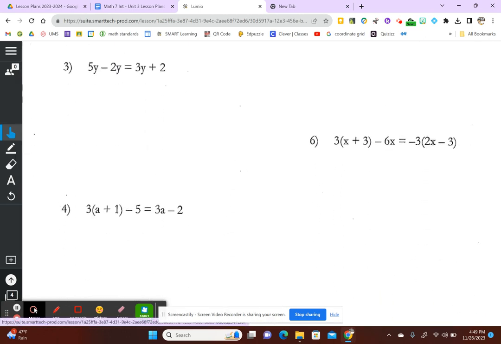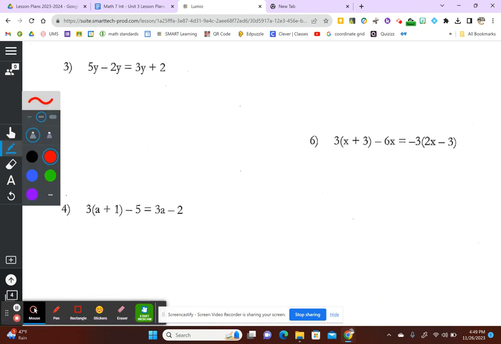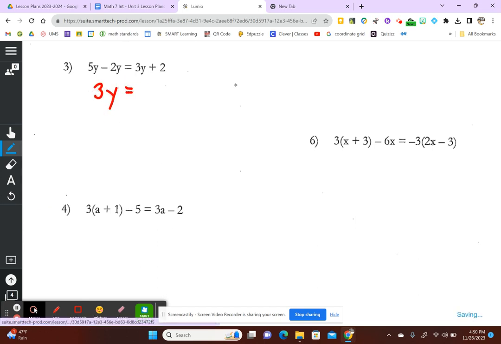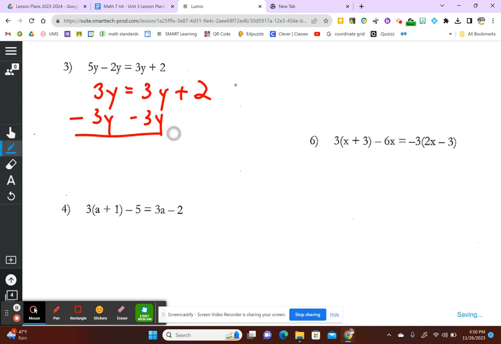Okay, so let's do number 3. Again, stop the video, start it again after you do number 3. So 5y minus 2y equals 3y plus 2. I subtract 3y from both sides, and I get 0 equals 2. No variable, I can say if this is true or false. Obviously, it's false, no solution.